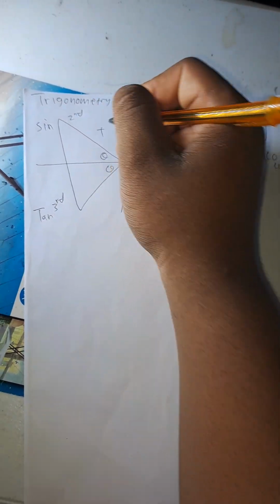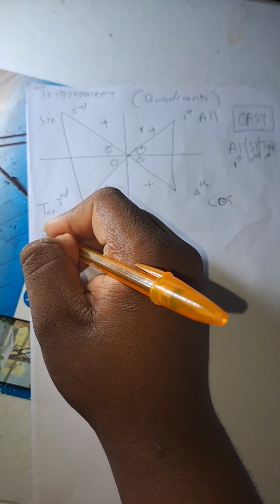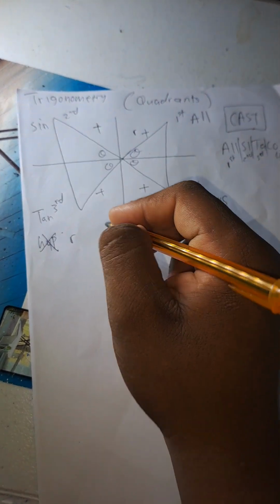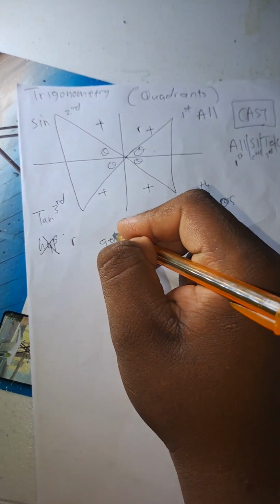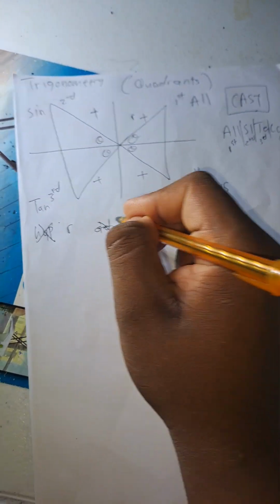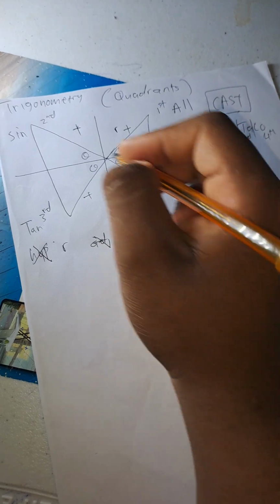So this is your radius, which is always positive. Every radius is positive for every triangle. This time around, you are no longer going to call this the hypotenuse, it is R. The adjacent side is no longer called the adjacent side, it is x.